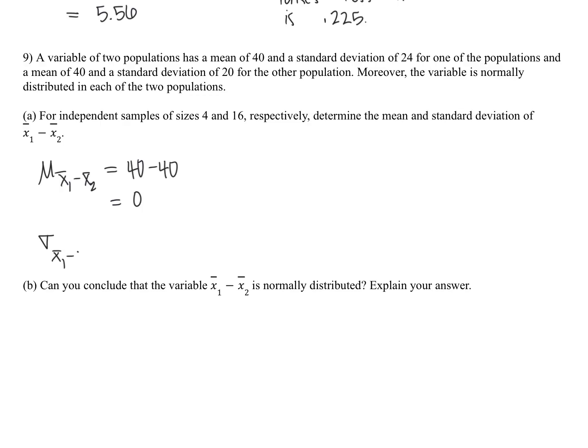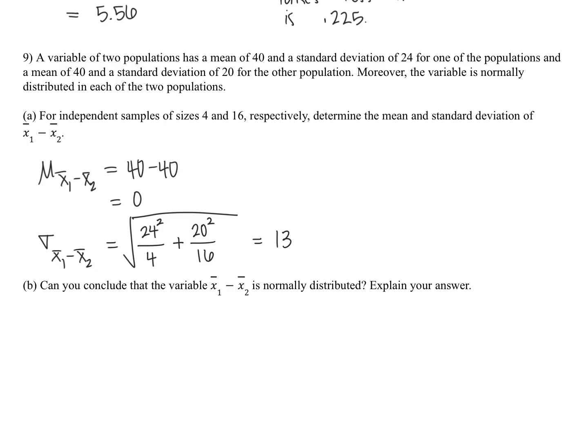The standard deviation, we have to use the standard deviation formula. So that's the square root of standard deviation 1, which is 24 squared, over its sample size, which the first one is 4, plus the second standard deviation, 20 squared, over its sample size, 16. That's actually going to give us 13 as our standard deviation.